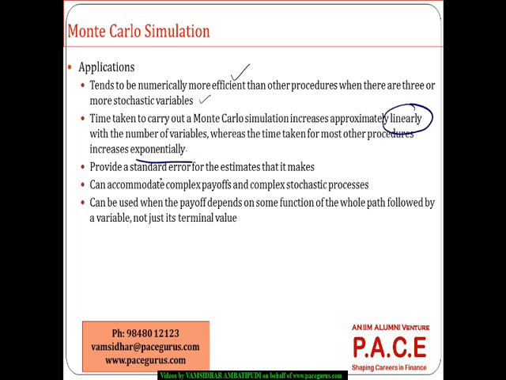At the same time, we have seen that it provides a standard error for the estimate and 95% confidence intervals of the estimate. All these things I can compute comfortably using the Monte Carlo simulation, and it can accommodate complex payoffs and complex stochastic processes following any kind of distribution as well. And it can also be used especially when we are looking at the whole path rather than just the end value of the asset. If any kind of payoff depends on the entire path rather than exclusively the end value, we can still use the Monte Carlo simulation very effectively.